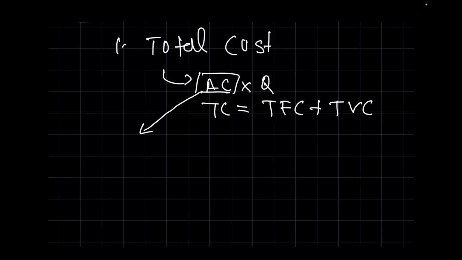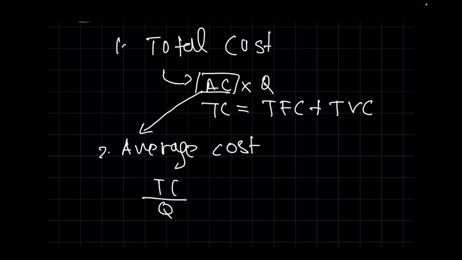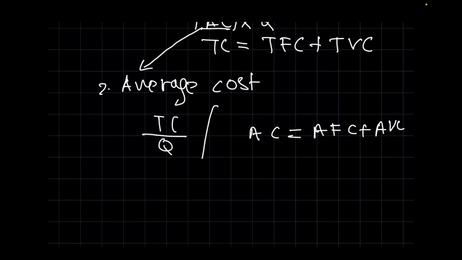Now let's look at the average costs. Number 2 is average cost. What do you mean by average cost? Average cost refers to the cost per unit. You can calculate it by doing total cost divided by quantity, or you can also calculate it by doing average cost is equal to average fixed cost plus average variable cost. Now we've looked at how we have total costs, which are split into fixed and variable, and then we have average costs, which are separated into average fixed and average variable.